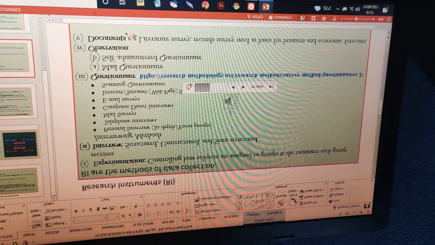It depends on the response of the respondent that will instigate further questioning or what you are going to ask. Then you have semi-structured. Semi-structured is a mixture of both. It's a hybrid of the structured and the unstructured.